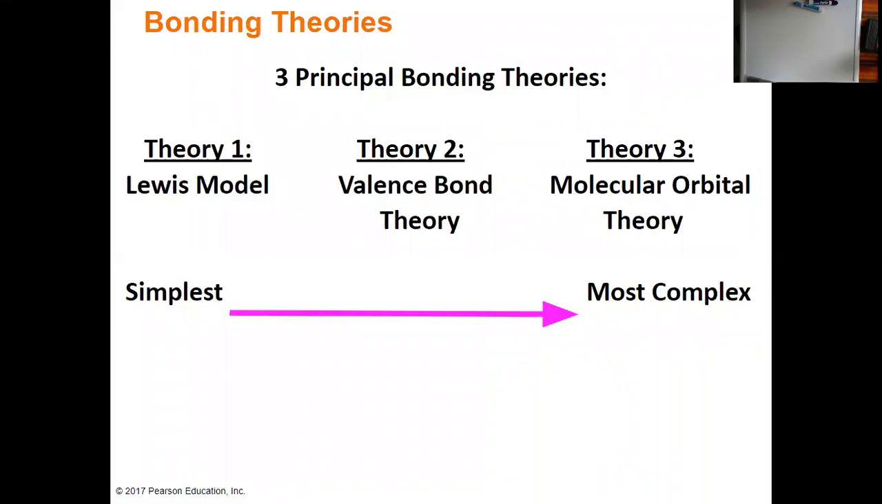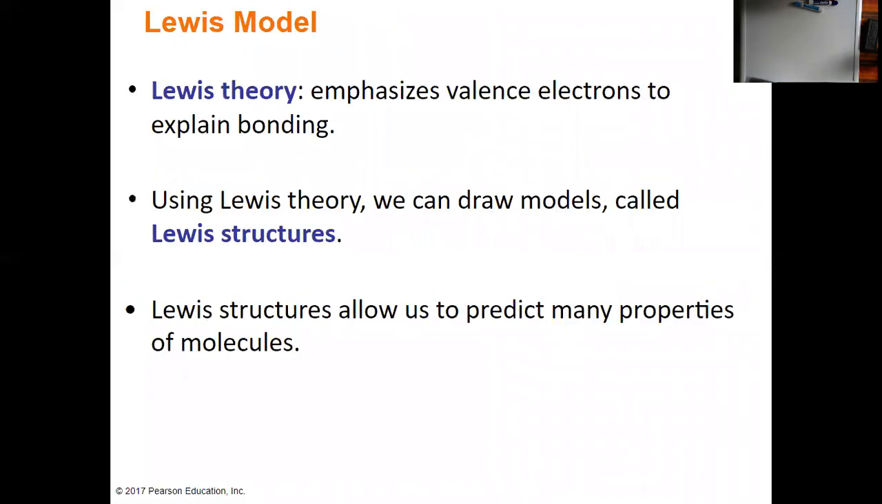And the simplest bonding theory is called Lewis theory. That's going to really focus in on valence electrons in order to explain bonding. When we start looking at the individual atoms that make up the compounds that we're looking at, we're going to start drawing what are called electron dot structures or Lewis structures.